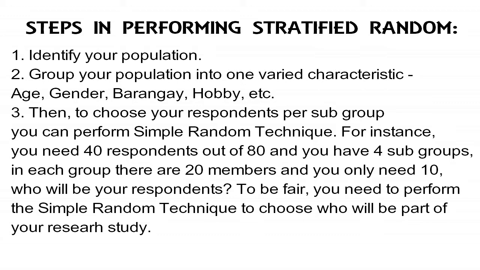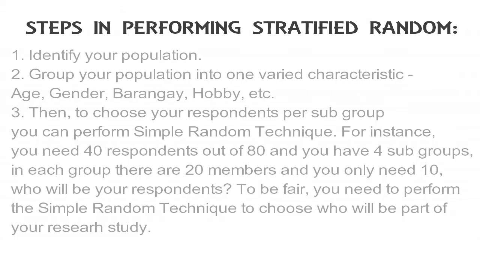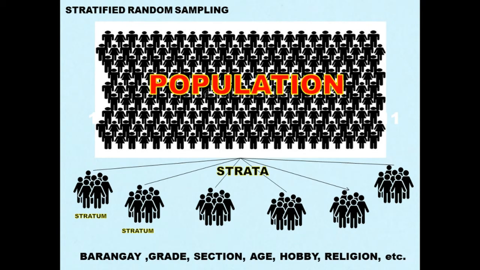Halimbawa, you need 40 respondents out of 40. Meron kang 4 na subgroups. In each group, there are 20 members, pero kailangan mo lang ng 10. So, who will be your respondents? Ikaw ba ang pipili as the researcher? No. To be fair, you need to perform the simple random technique to choose who will be part of your research study. Okay? Another information, ang tawag dito sa lahat ng grupo, strata, that is plural form. Then, kapag individual group, tawag sa kanila ay stratum. Okay? Singular.